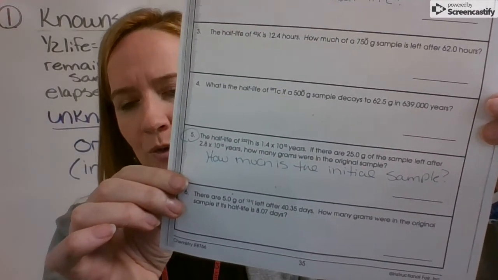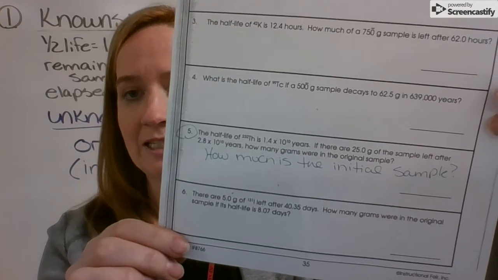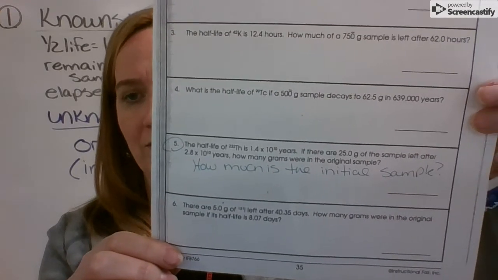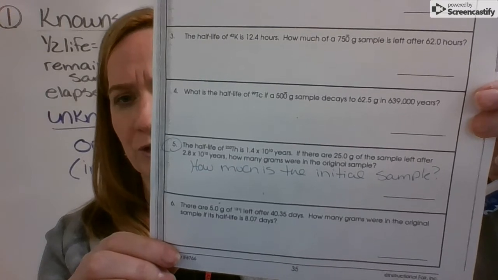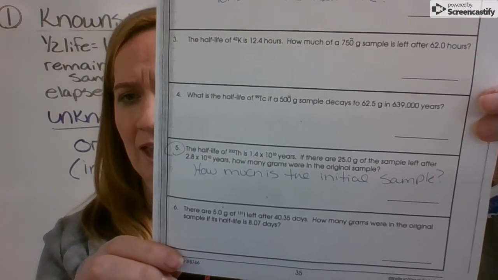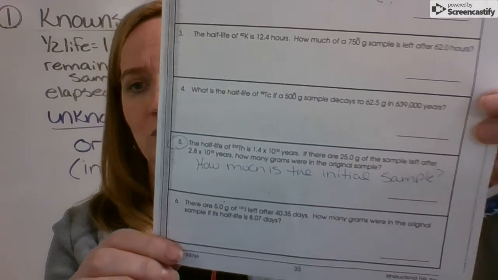The half-life of thorium is 1.4 times 10 to the 10th years. If there are 25 grams of the sample left after 2.8 times 10 to the 10th years, how many grams were there in the original sample?